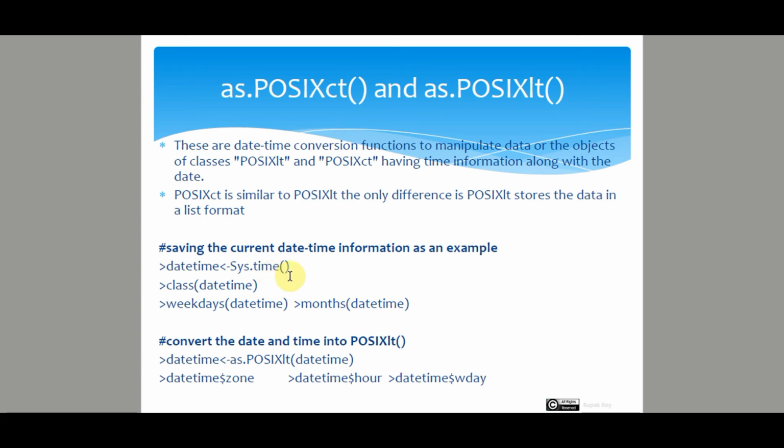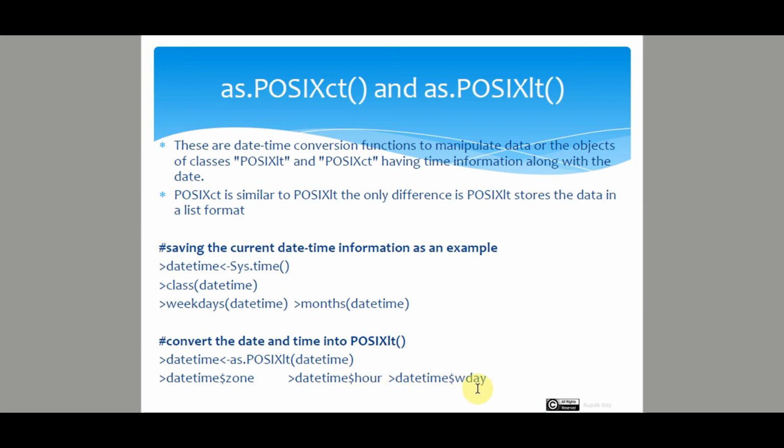Let's say its default data type is class datetime. It will show you in date format as Sys.time gives the output in date format. We can use our regular months and weekdays to extract the months and days. Now convert the date and time to POSIXlt, the R object datetime inside the function as.POSIXlt. Now we can use the R object datetime with $zone to display the zone, $hour will display the hour, and $wday for the weekday.